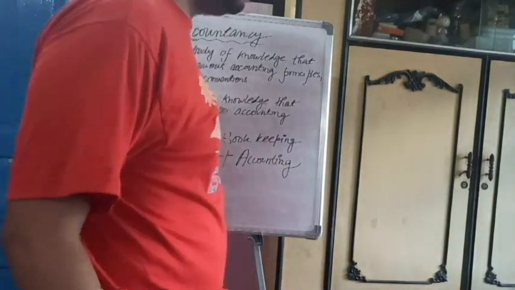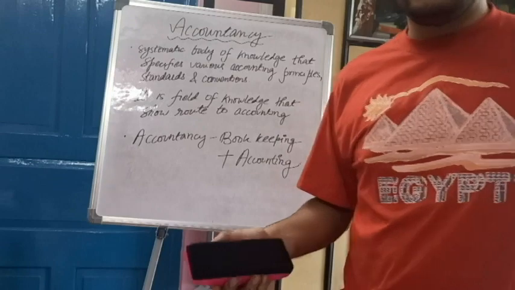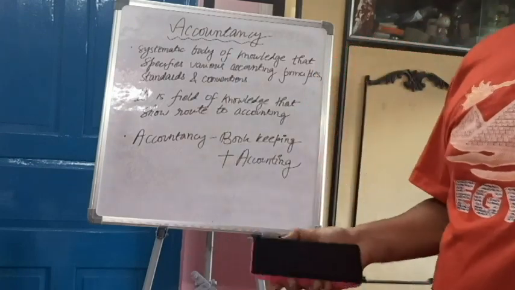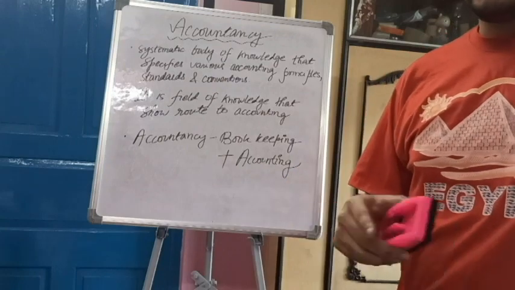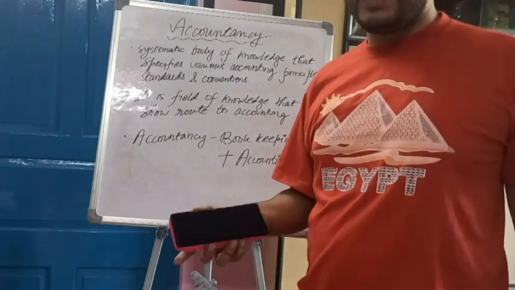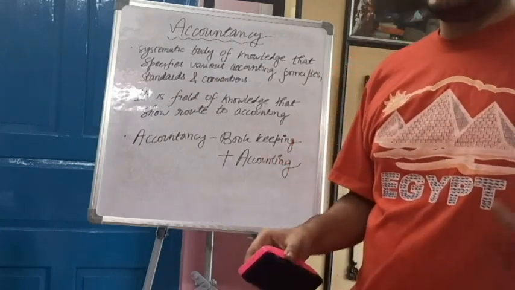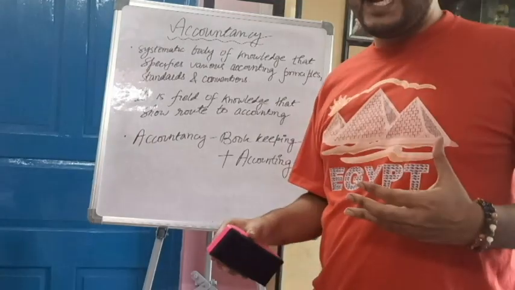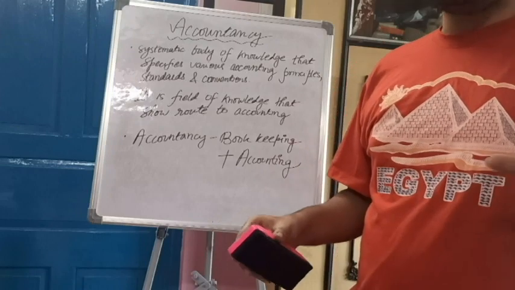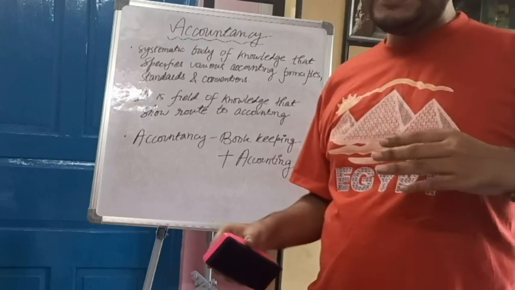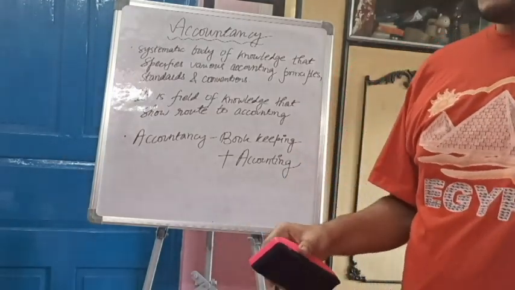Next, we come to know who are the users of accounting information. That means, as I told before, the interested parties, the stakeholders, you must remember. Who are the stakeholders? There are two types of stakeholders: internal, that means within the organization, and external, that is outside the organization. So first we will learn about the stakeholders within the organization. Okay, fine. Let's go.